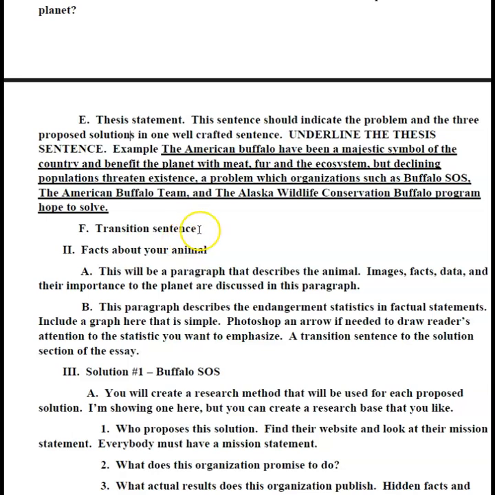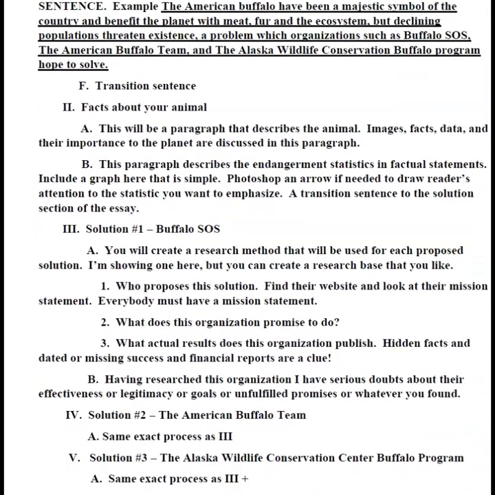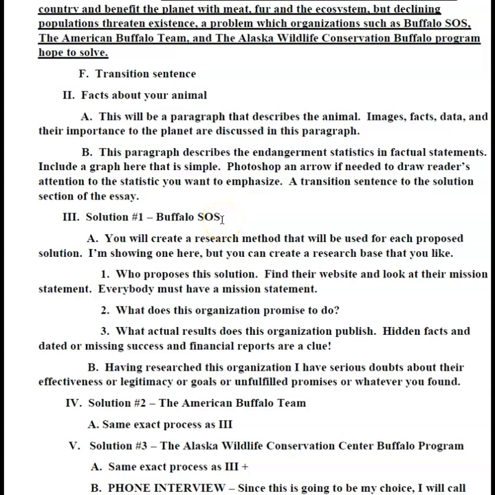Next is your transition sentence, which is going to be where you write a sentence that leads us into the next section, which includes facts about your animal. And I've given you the breakdown of exactly what's included in that. After that paragraph or two, it's time to write your solutions. You're going to start with solution number 1, which is clearly a scam. But you have to prove to me that it's a scam.